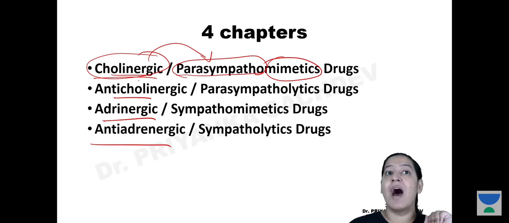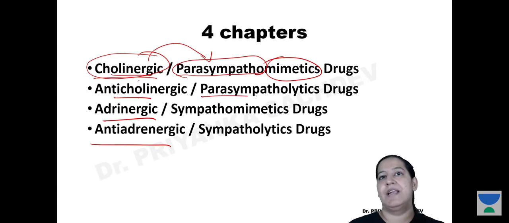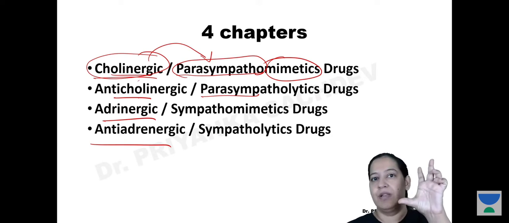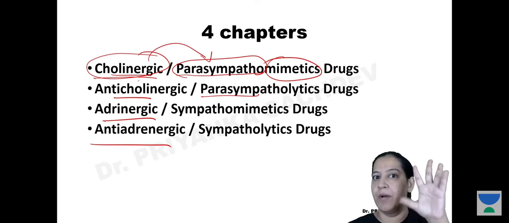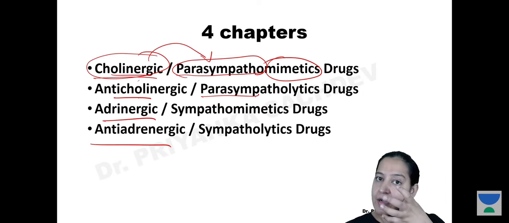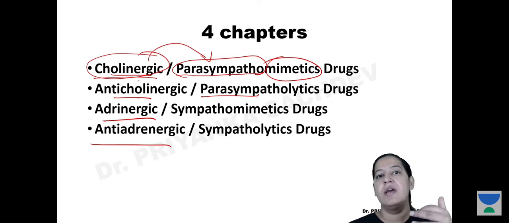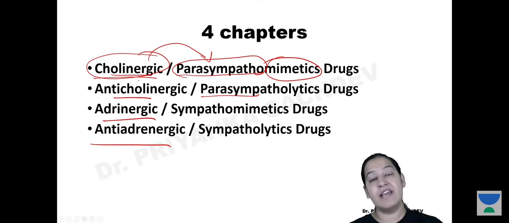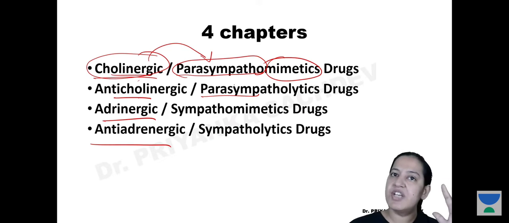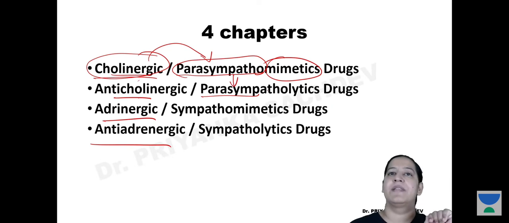Anticholinergic drugs will do the opposite of parasympathetic system. So they will dilate the pupil. They will not constrict, they will dilate the pupil. In salivary gland, they will inhibit the secretion. In lung, they will dilate the bronchi. In heart, they will increase the heart rate. So they will just do the reverse of parasympathetic system. That's why they are known as parasympatholytic.